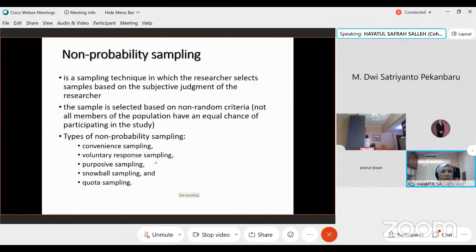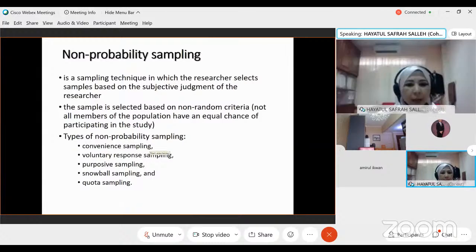So like convenience sampling, and then voluntary response sampling, purposive sampling, and snowball sampling and quota sampling. Okay, so we will discuss later in next slides.